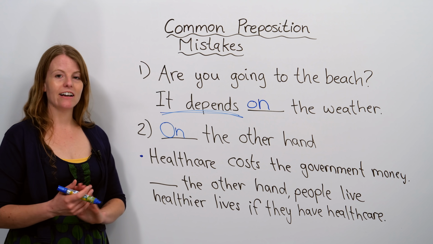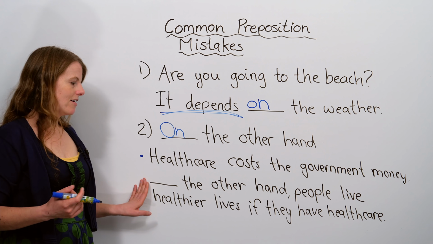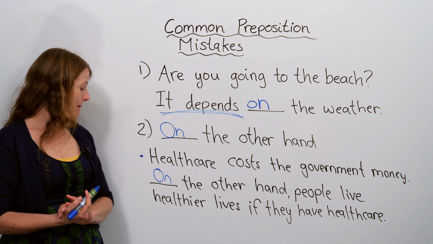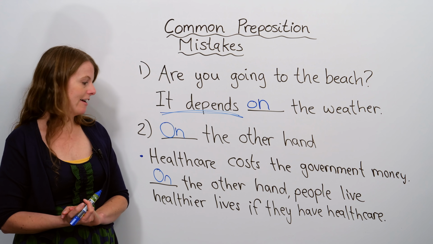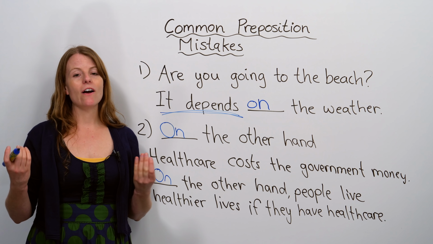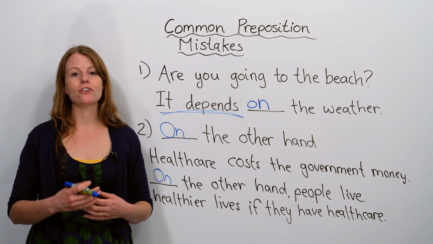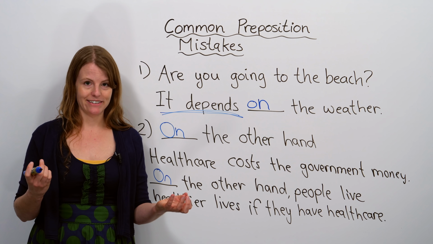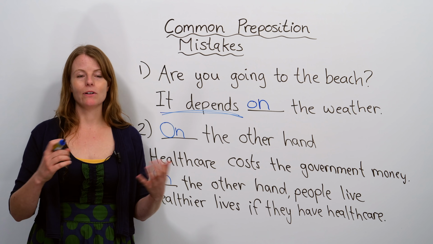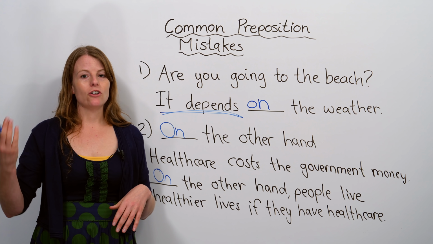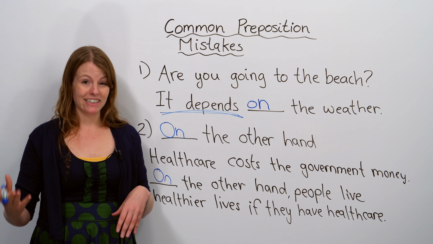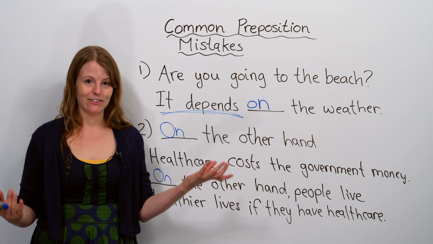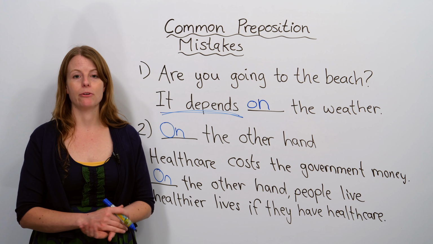Healthcare costs the government money. On the other hand, people live healthier lives if they have healthcare. So we use on the other hand when we are showing a contrasting viewpoint. So we're showing both sides of an argument, okay? For example, I might say, dogs can get really dirty. On the other hand, they can make great companions. Okay, so I'm showing two different sides of an argument.